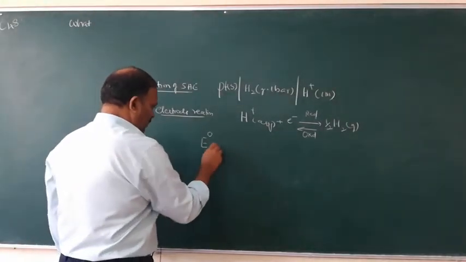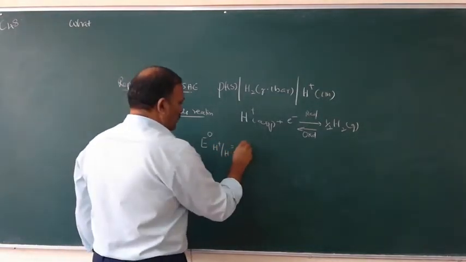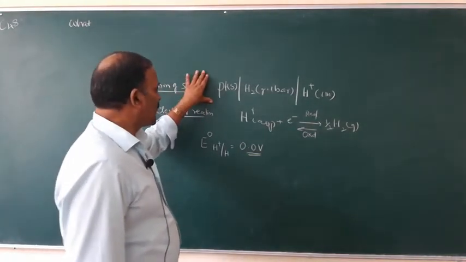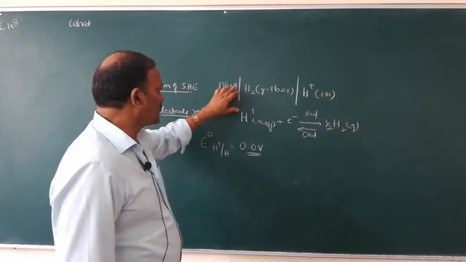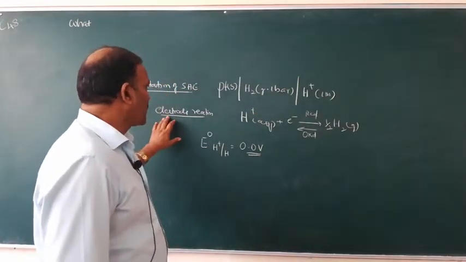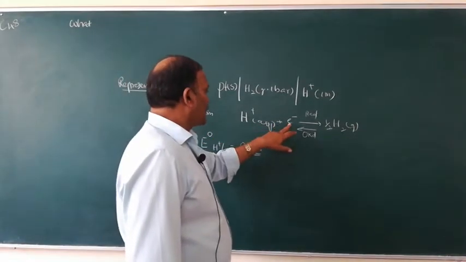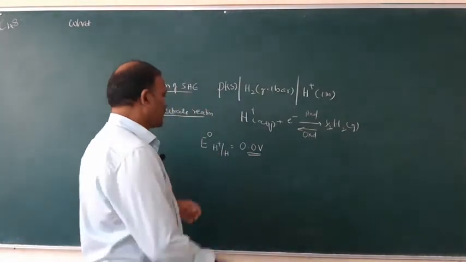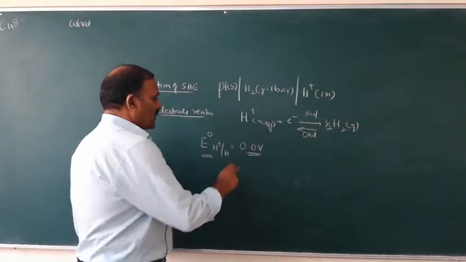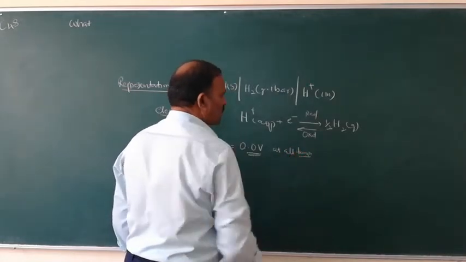Then what is E naught of hydrogen electrode? It is equal to 0.0 volt. So representation of cell electrode is important: Pt(s) | H2 gas, 1 bar pressure | H+ ion, 1 molar concentration. Electrode reaction: hydrogen ions plus electron gives hydrogen gas. So the standard electrode potential of hydrogen electrode is 0.0 volt at all temperatures. So this is also important.